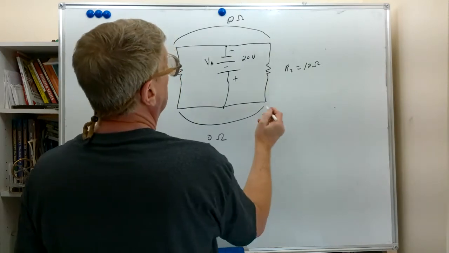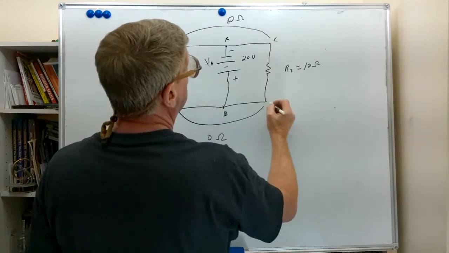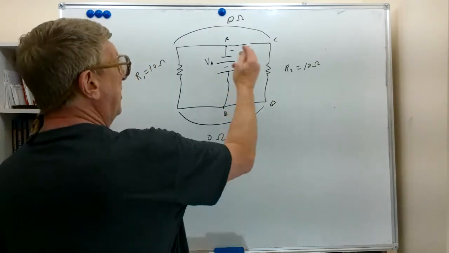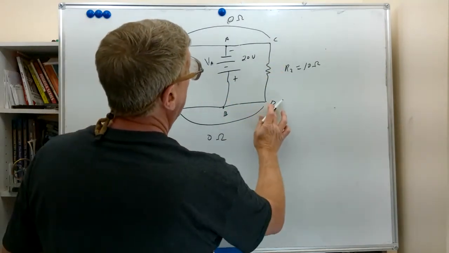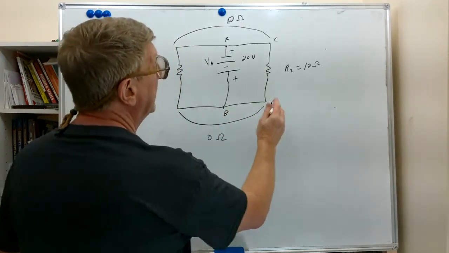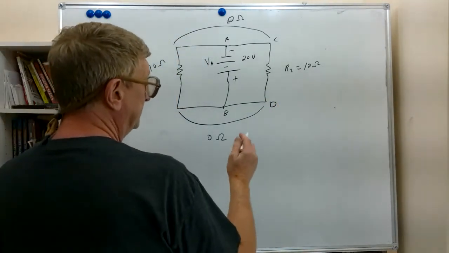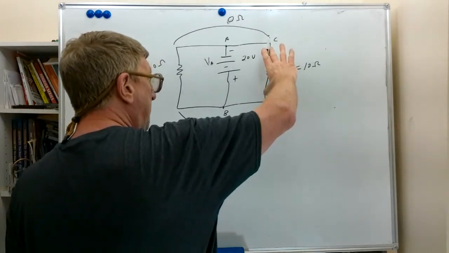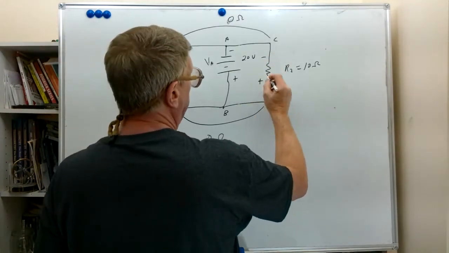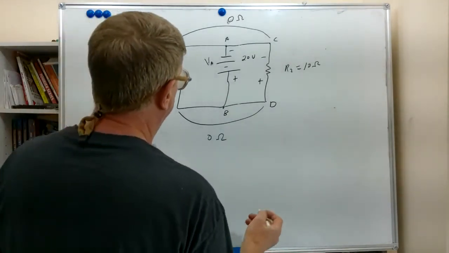At this point, we'll call this A, B, C, and D. We can see that the point C is basically the same point as point A, and point B here is basically the same point as point D. So this R2 is connected directly to the battery, and the applied voltage of 20 volts will appear with the same polarity as the battery directly across R2.